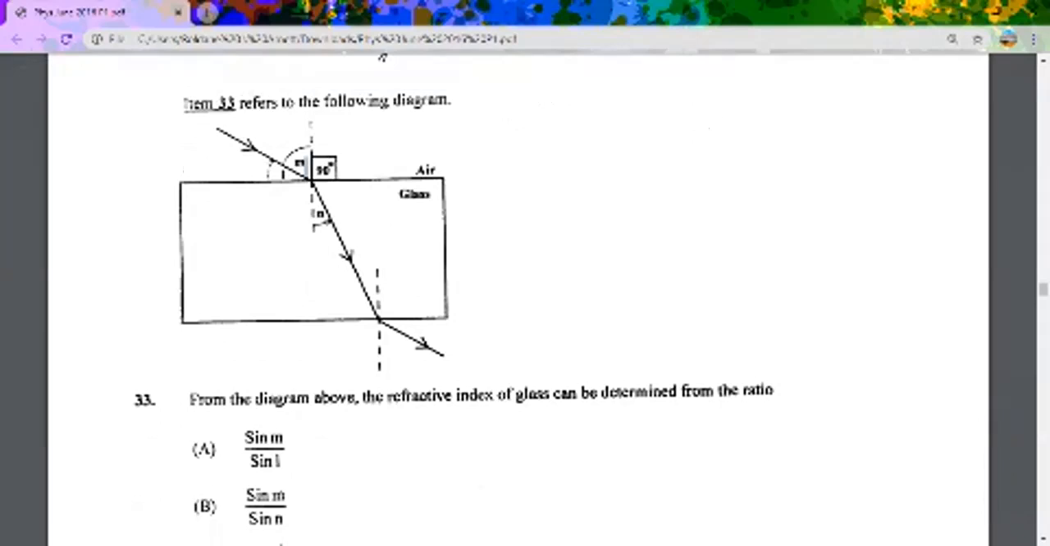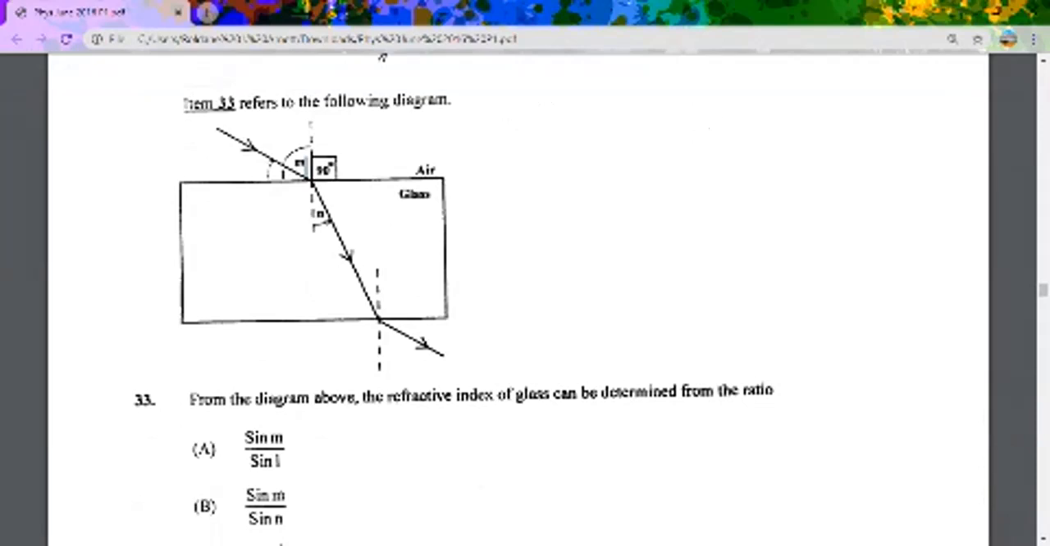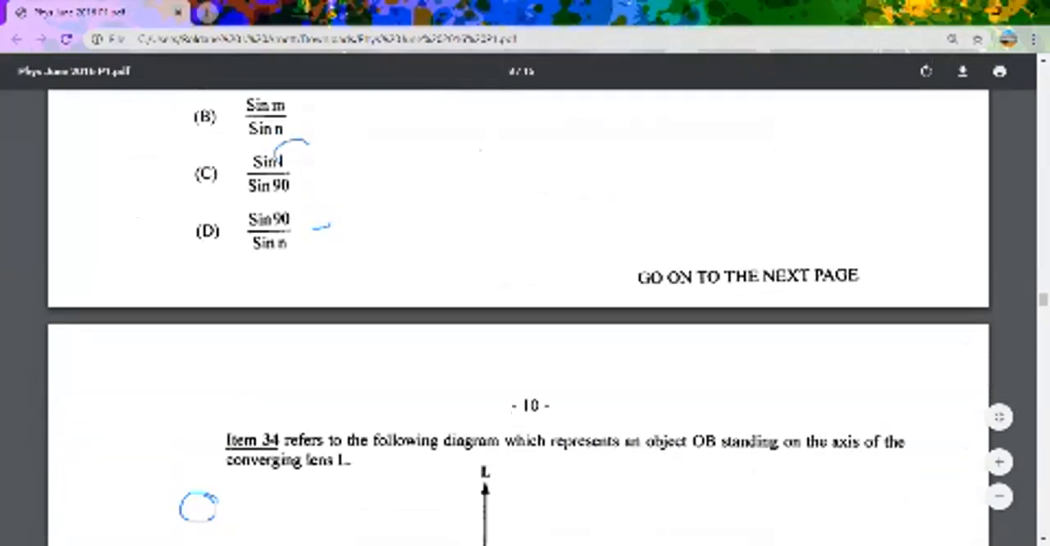And we know that refractive index equals sine I over sine R. So sine incident angle over sine refracted angle. And if you look right here, this would be I and this would be R. So we're looking for sine M over sine N. Oh, B. That's the answer. We're not looking at anything else. B is the answer and we're good with that.